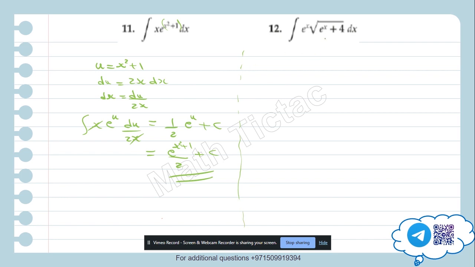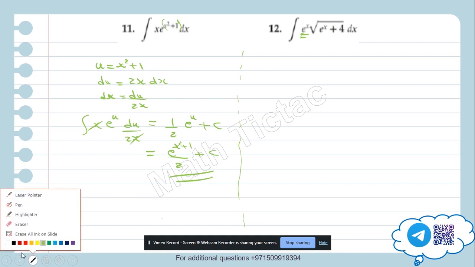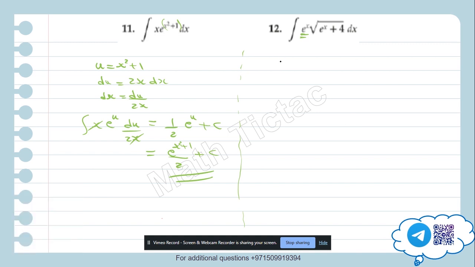Okay, so let's move to the next question. Now the derivative of e to the power x plus 4 is e to the power x, which we can find over here. So my assumption, obviously, will be u equal to e to the power x plus 4. Over here, du is equal to e to the power x dx. So du over e to the power x is equal to dx.